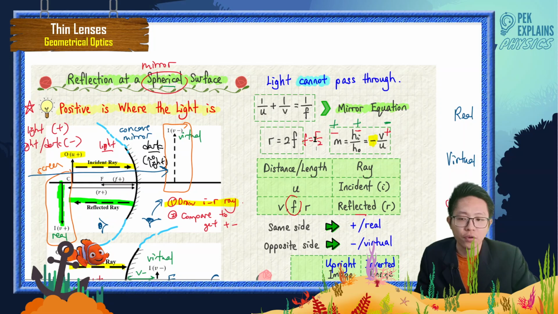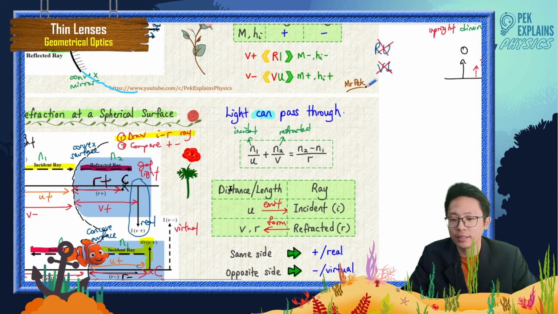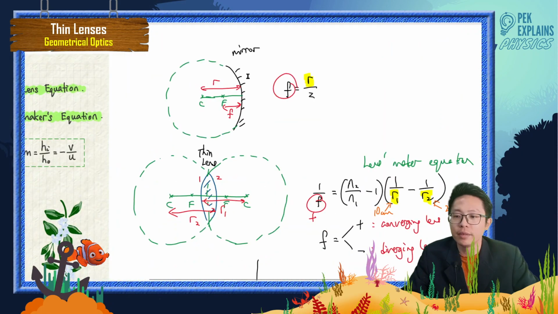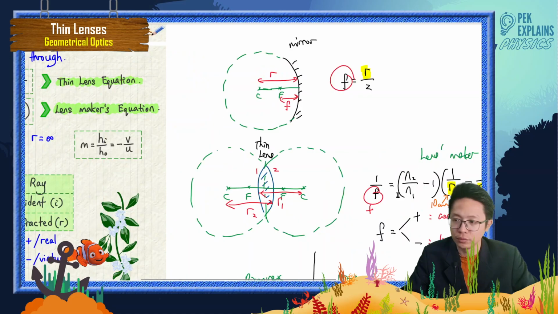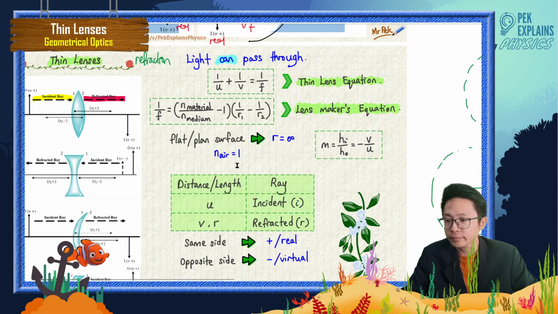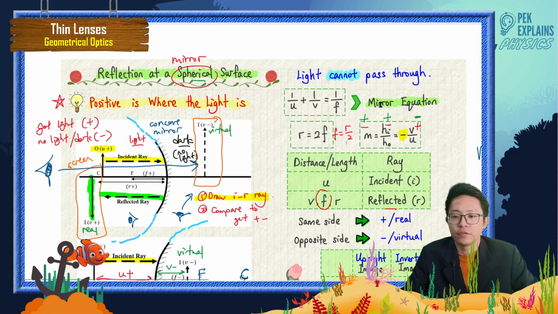So to find the focal length for a mirror, just take the radius divided by 2, because it only has one radius, as I mentioned before. That's why it's very simple. But a thin lens has two surfaces, so it has two radii, R1 and R2. You need to use the lens maker equation to find the focal length, which involves R1 and R2.